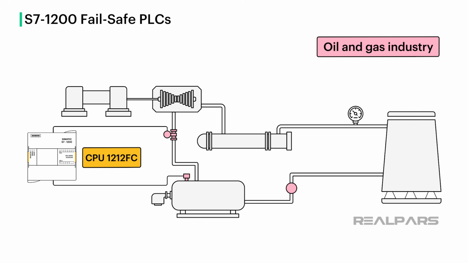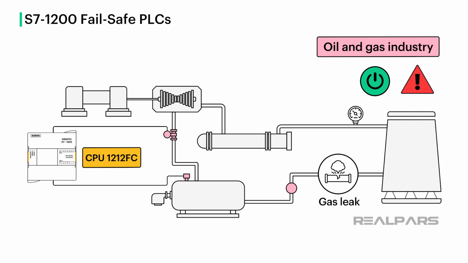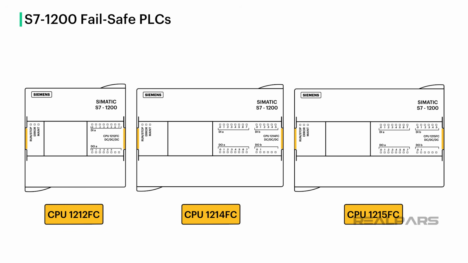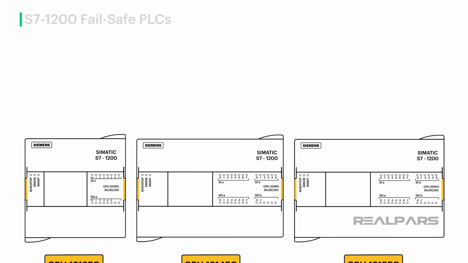In the oil and gas industry, safety is super important because there are a lot of hazards. That's where fail-safe PLCs are really useful. They can detect when things like gas leaks happen and automatically shut down equipment, turn on ventilation systems, and warn workers about the danger. One thing to remember is that not all types of S7-1200 PLCs have the fail-safe feature. It's only available for the 1212, 1214, and 1215 models.